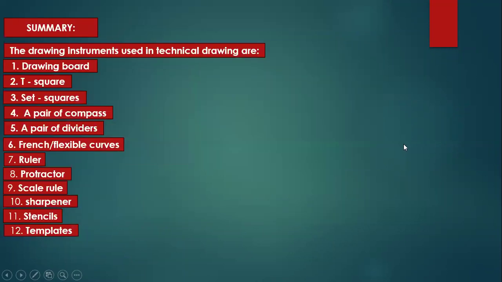Then in summary, the drawing instruments used in technical drawing are: we have drawing board, we have T-square, we have set squares, we have a pair of compass, we have a pair of dividers, we have French or flexible curves, we have ruler, we have protractor, we have scale rule, we have sharpener, we have stencils, and then we have templates. So these are drawing instruments that we use in technical drawing. So all you need to do is to pay attention to everything that we have explained here and also be able to state the functions of each of the instruments that we have mentioned.